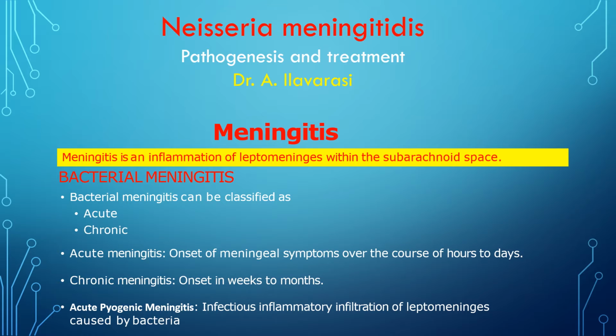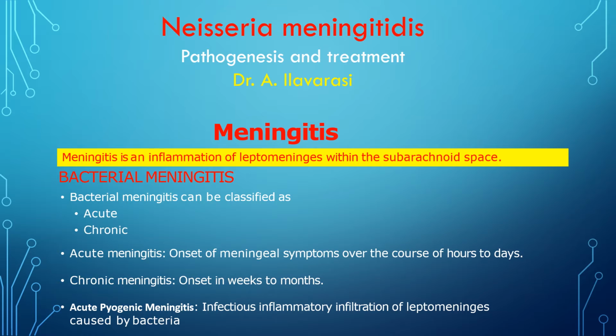So bacterial meningitis can generally be classified into two types: acute or chronic. Acute is for a very short period, whereas chronic means a long period. In acute meningitis, the onset of meningeal symptoms is over the course of only a few hours to days, whereas in chronic meningitis, the onset of the symptoms will be over weeks to months.